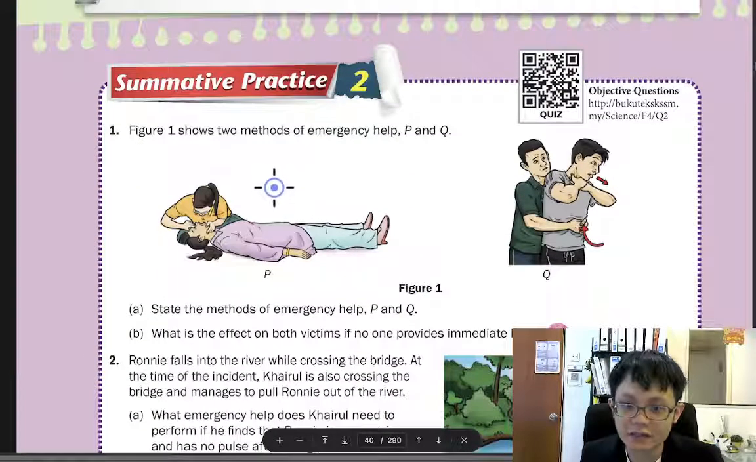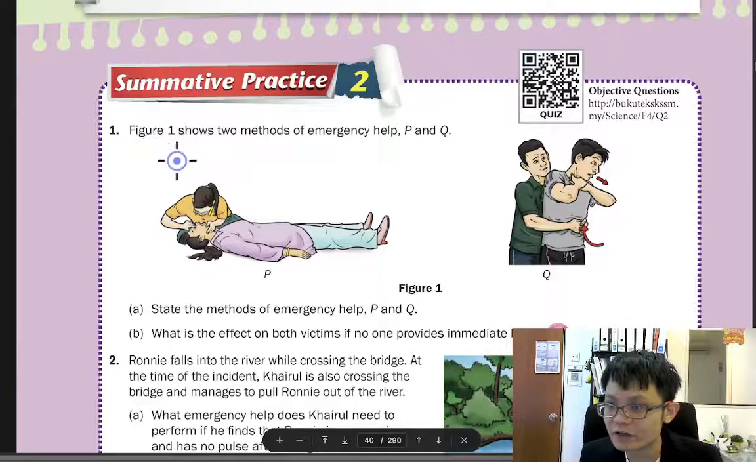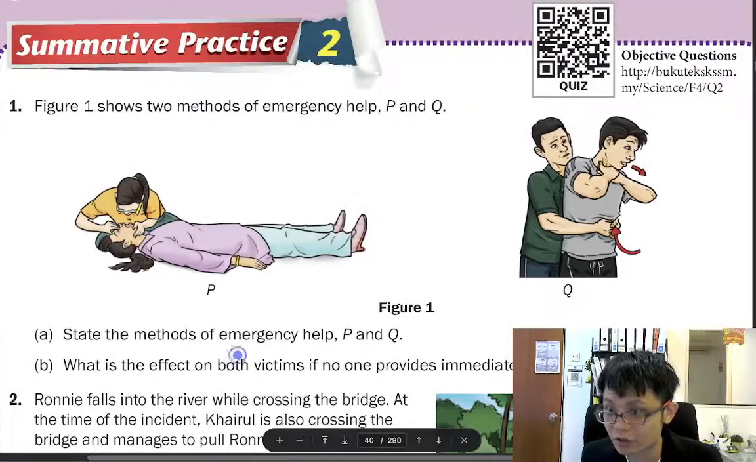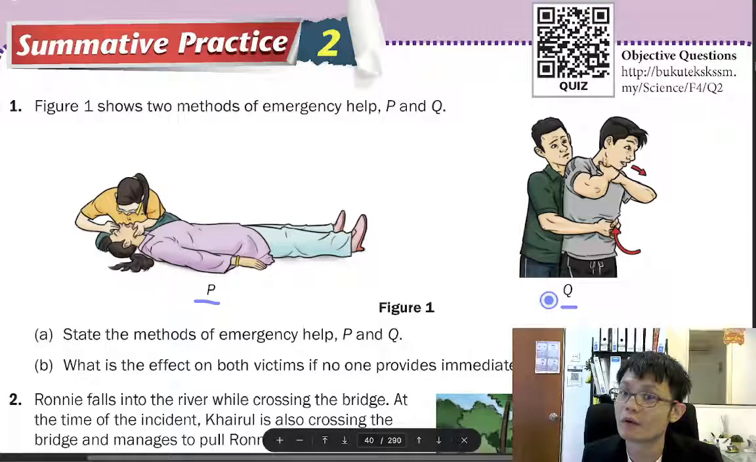Okay, so let's try this question. Figure 1 shows two methods of emergency help, P and Q. So let me zoom in a bit. P and Q. So there is sometimes when things get really worse, and we hope not.